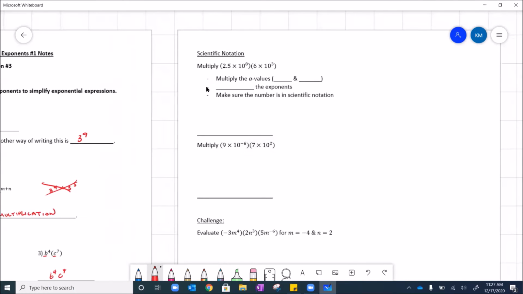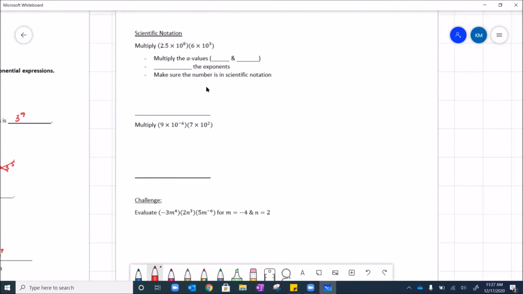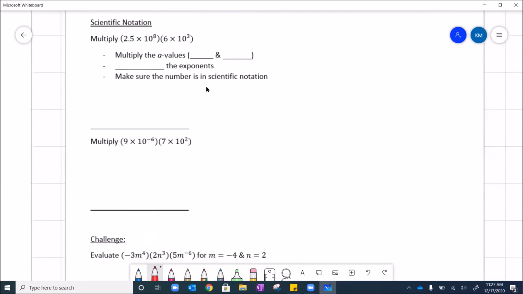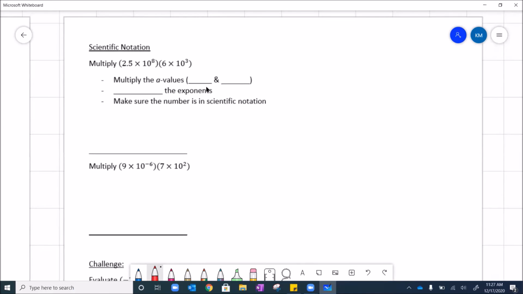All right, moving to the next page, doing some multiplication here. Just like we did on this other side, so I know you might be like, oh, how is this related? Now we're going to go back to some scientific notation. Here's what we do. Multiply what you know how to multiply. Multiply the a values. In this case, we have 2.5 and 6. Then we have the same bases, 10 to the 8th and 10 to the 3rd, both 10 bases. So we can add the exponents.